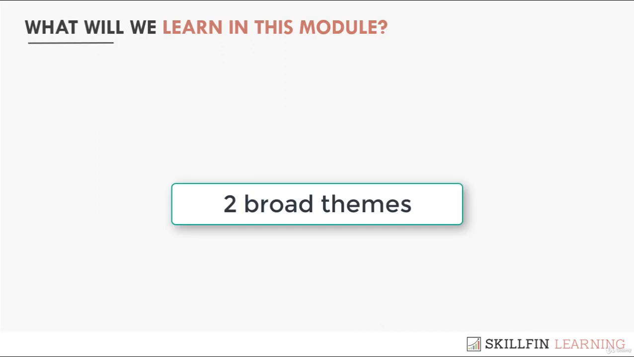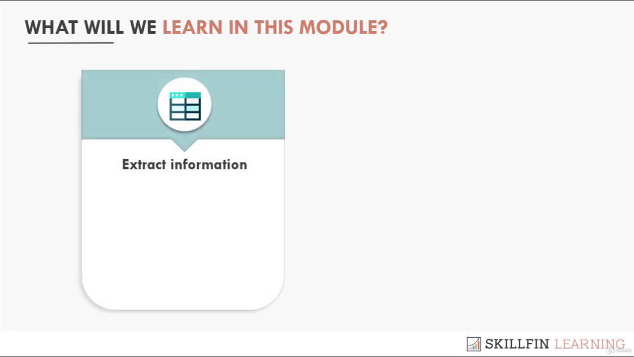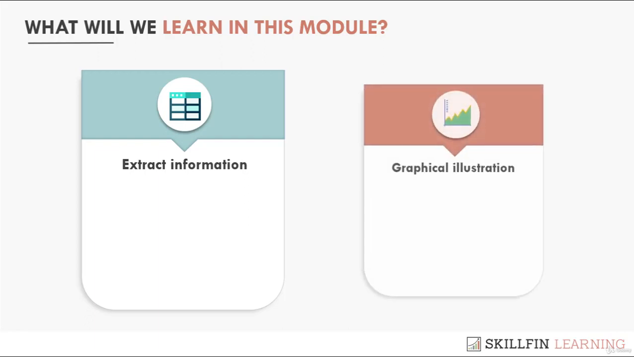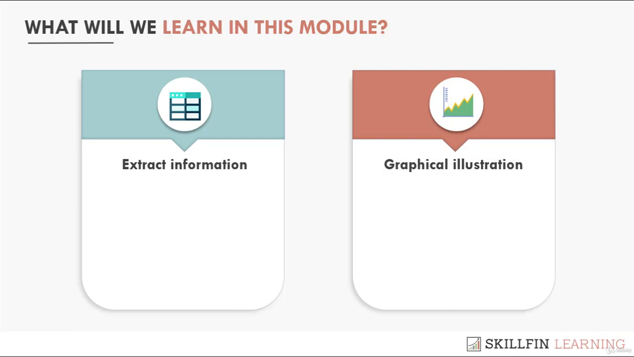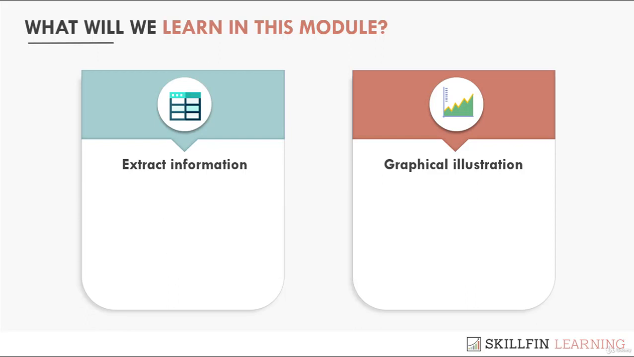We are going to understand two broad basic functionalities of Excel. First, we will look at a few functions that will help to extract information from a large dataset. And second, we will look at ways and means on how you could graphically illustrate information in Excel. Both of these functionalities will be taught on a real-life dataset that will help us to meaningfully derive insights from the large data. Now, when it comes to extracting information in Excel, these following functions will be very useful.